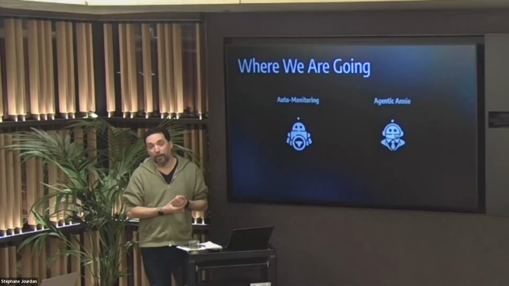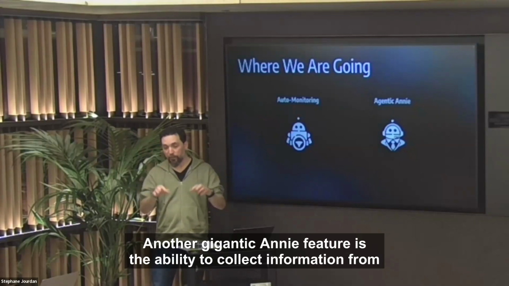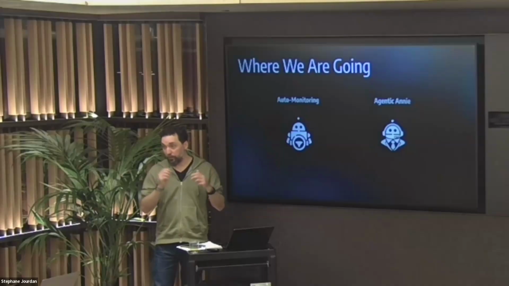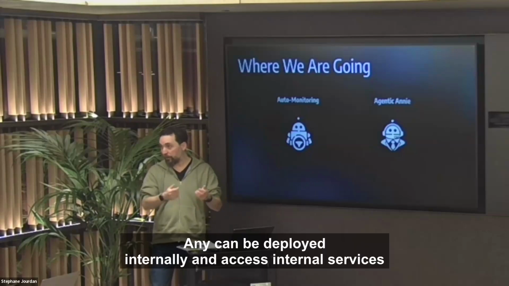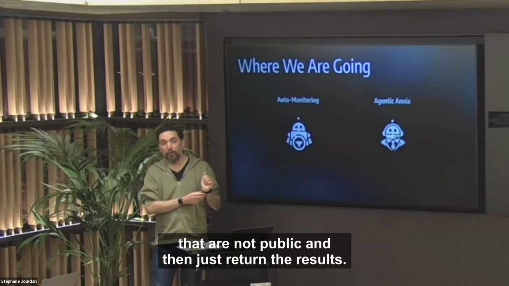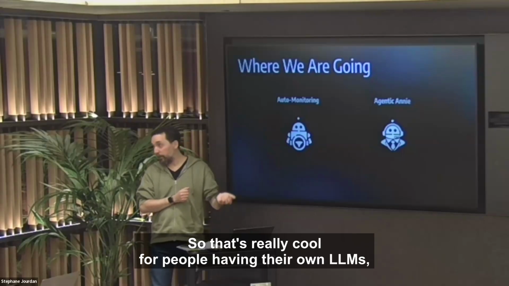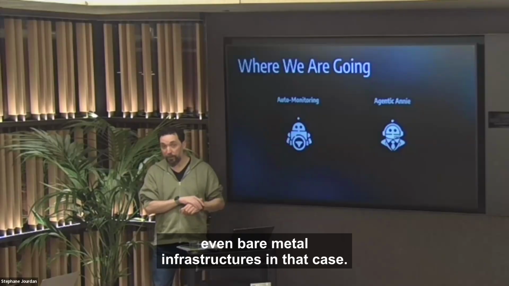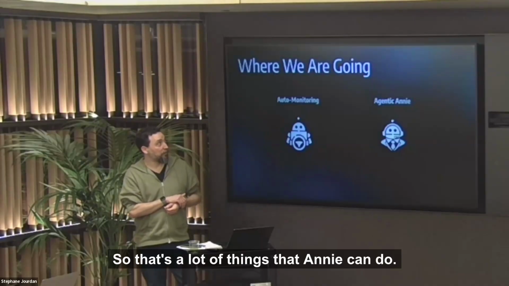So it's pretty cool. Another Agentic Annie feature is the ability to collect information from inside your infrastructure. Let's say you have code that is pretty internal, you don't want processing from outside, etc. Annie can be deployed internally and access internal services that are not public, and then just return the result. That's really cool for people having their own LLMs, their own internal data that they can't share. Even bare metal infrastructures in that case. So that's a lot of things that Agentic Annie can do.